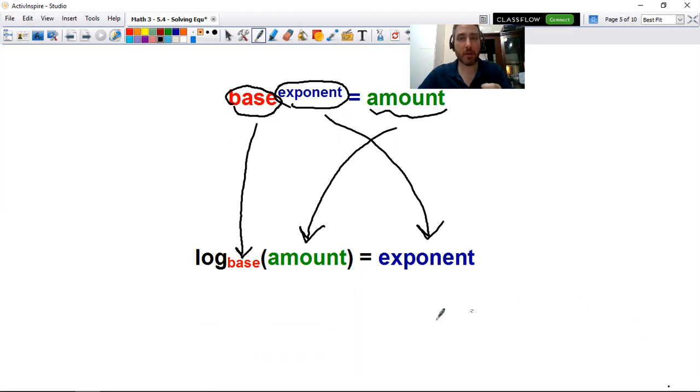Base to the exponent is the amount, is the same as log of whatever base of the amount, and that's equal to the exponent. In the next couple of videos are examples that you can explore.